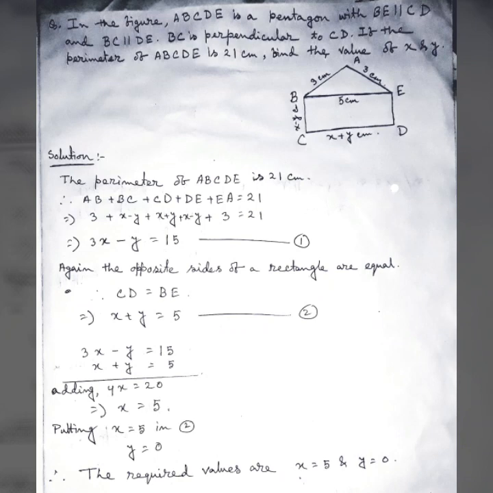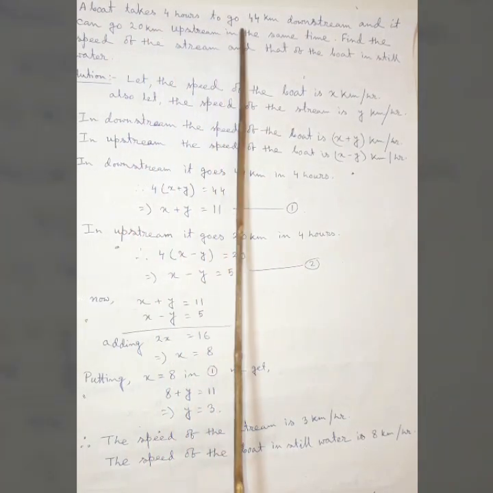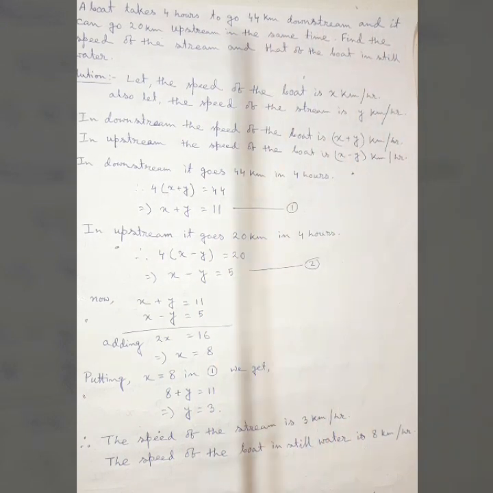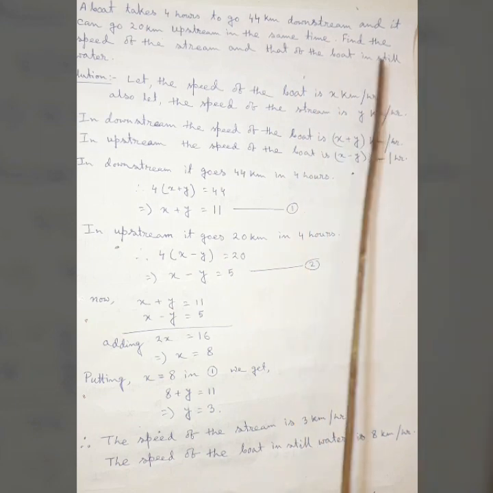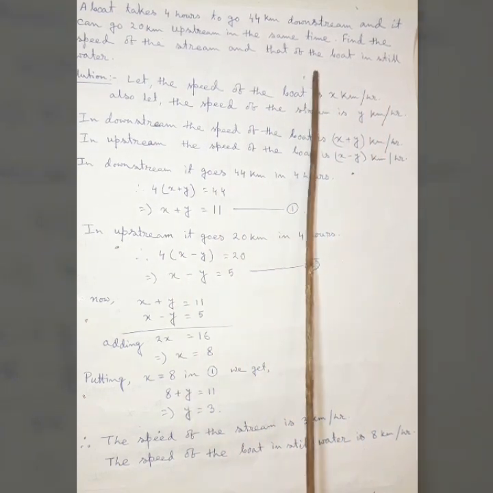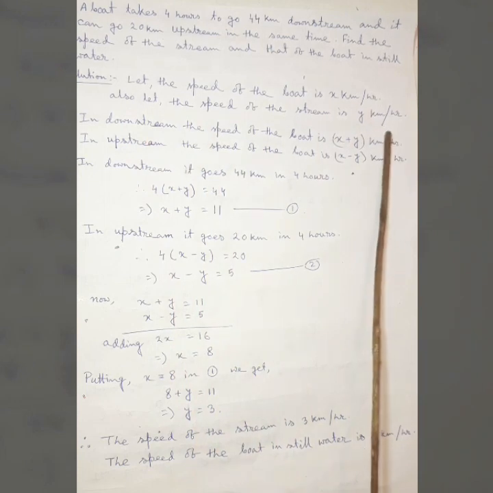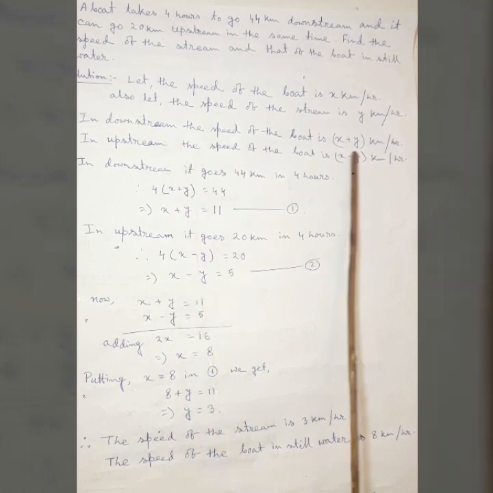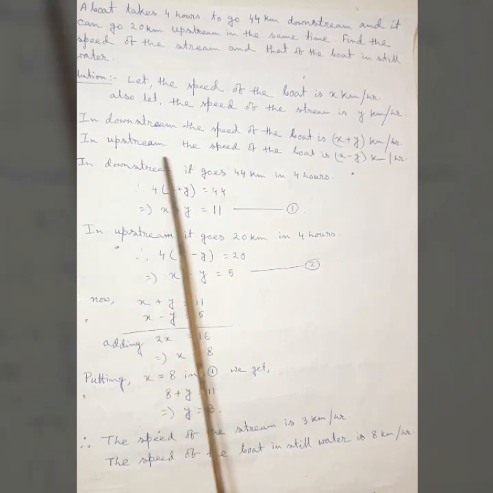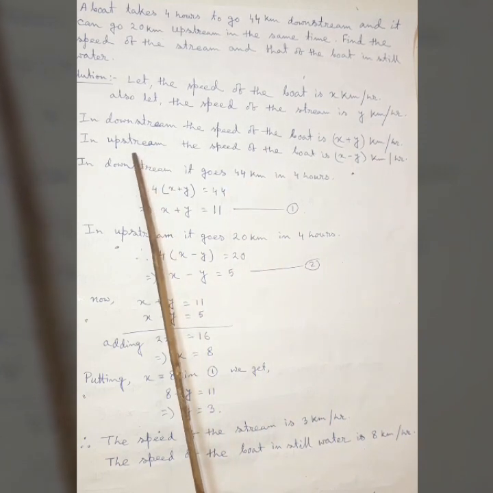A boat takes 4 hours to go 44 kilometers downstream and it can go 20 km upstream in the same time. Then we have to find the speed of the stream and that of the boat in still water. So let the speed of the boat be x km per hour and the speed of the stream be y km per hour. Then what is the speed of the boat downstream? That is x plus y km per hour, and upstream x minus y km per hour. Upstream means against the stream.